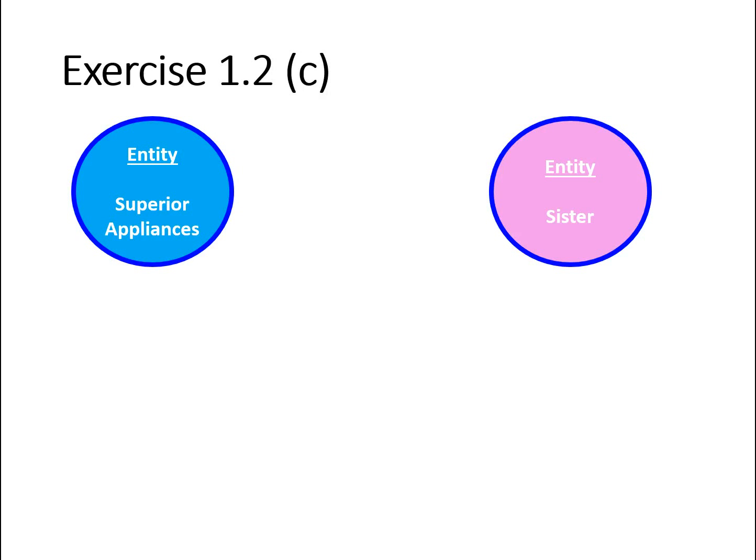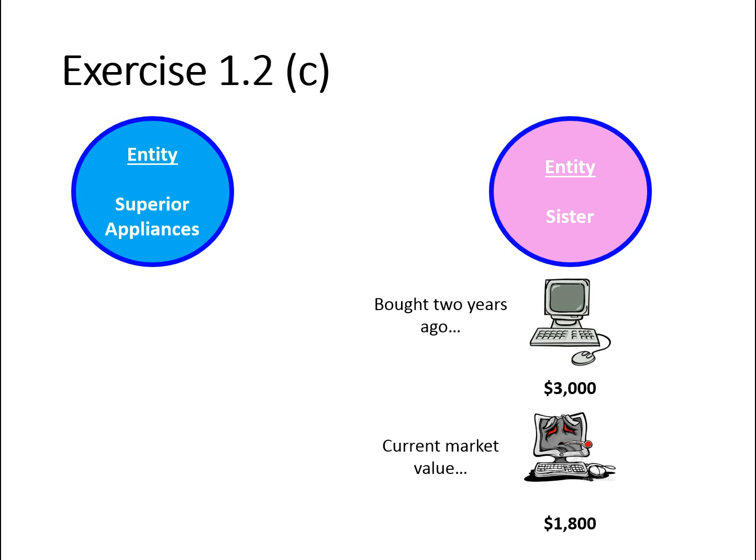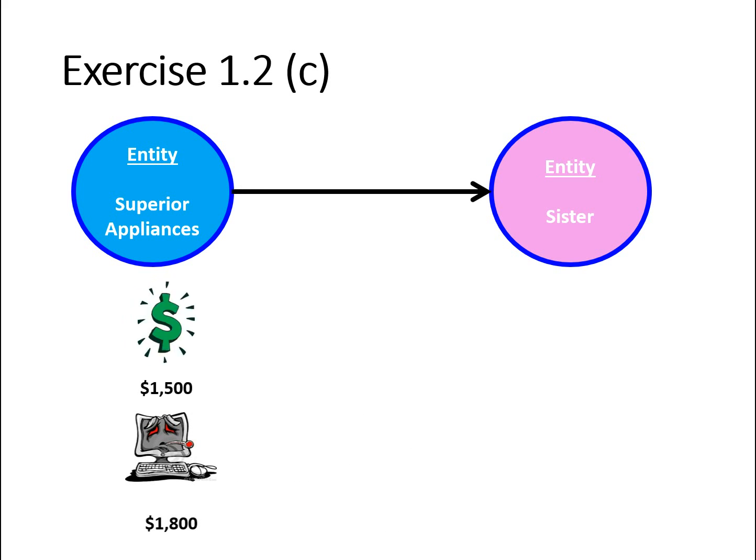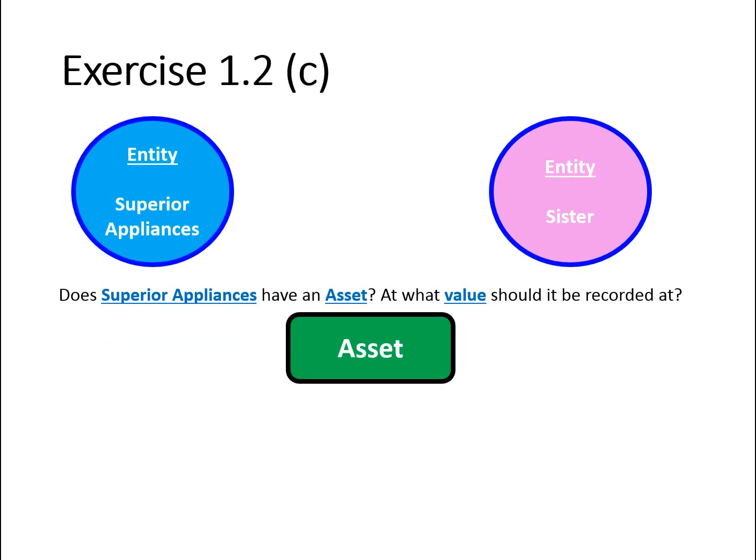1.2c changes the previous question slightly. The sister still bought the computer 2 years ago for $3,000. It's still got a current market value of $1,800, which she gives to the business. What's changed is that the business, Superior Appliances, is now going to give the sister $1,500 cash for the computer. So the question we've got is in two parts.